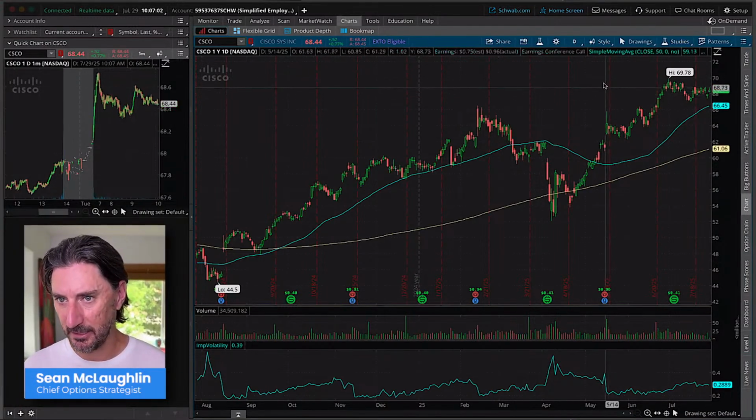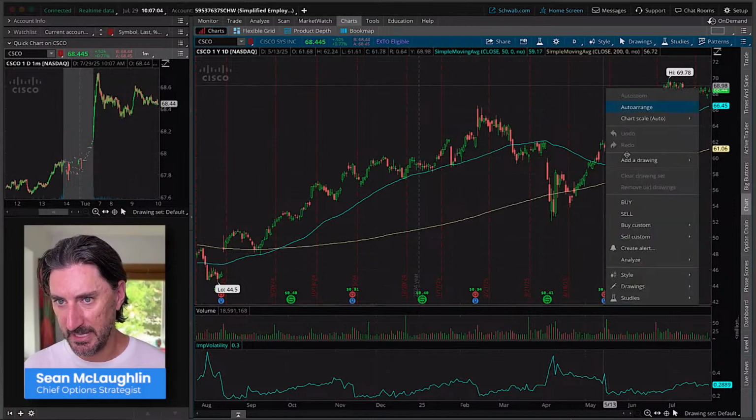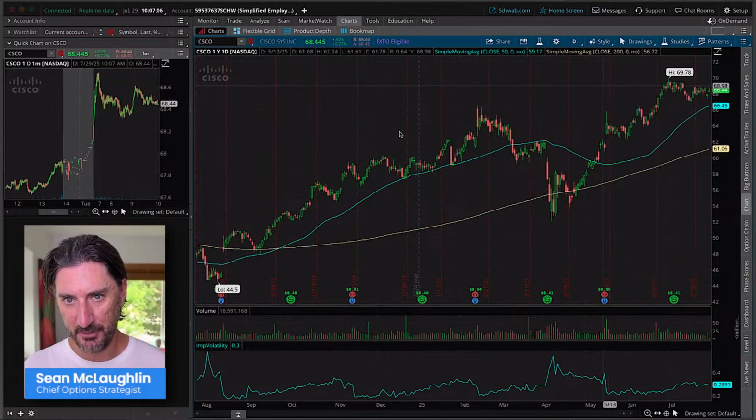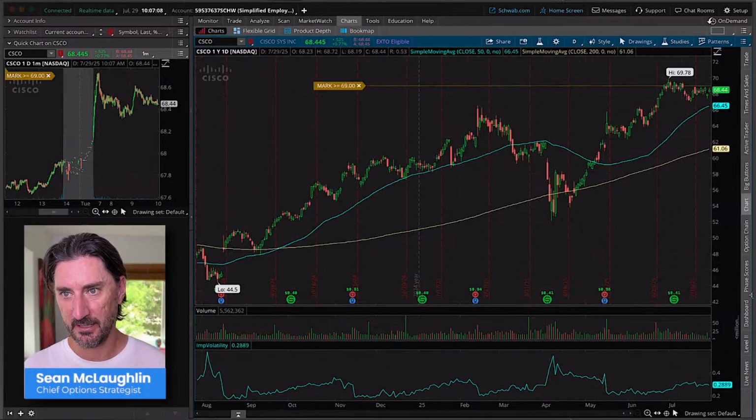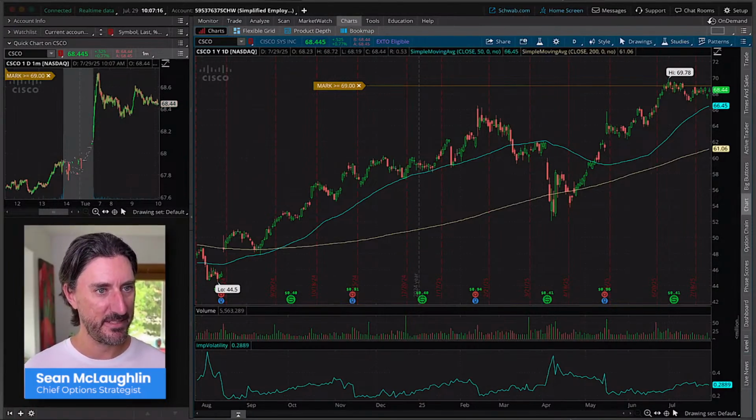In fact, I'm going to put a little alert in here for me because I might want to trade this one if it gets above 69. I just put in a little alert. This is what I do when I see ideas that I like. I just put alerts in my platform, and when they trip, sometimes I get in, sometimes I don't.